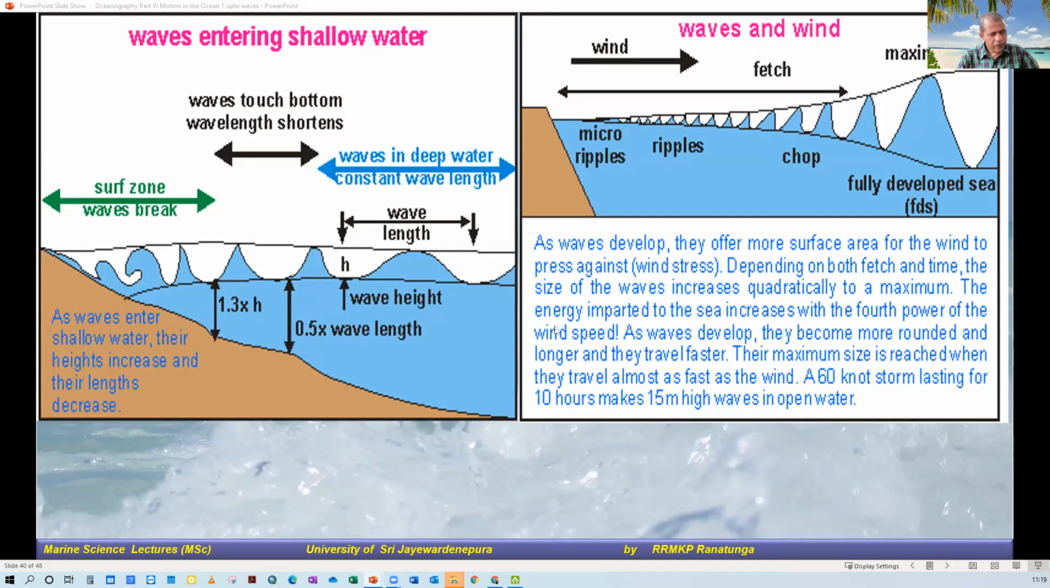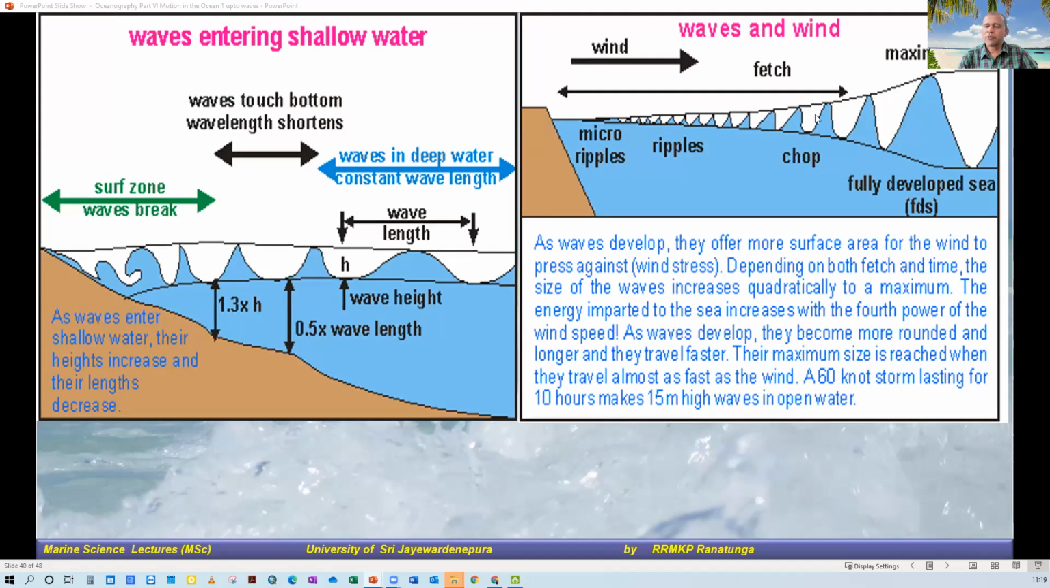Now, what happens if you go the other way around? If the wind is in the other direction, from the land towards the offshore, then you will have something different. Not very different. You will have the same kind of waves, but you will notice that the higher waves with the higher wavelength will be available in the offshore areas. So unless you go in a ship or a boat, you won't experience this kind of waves.